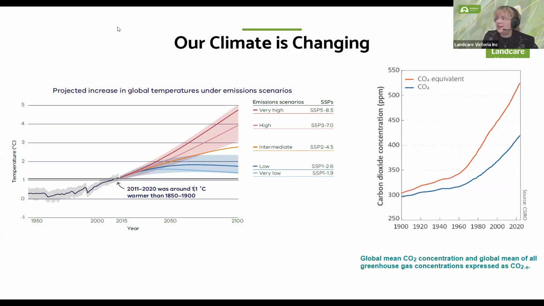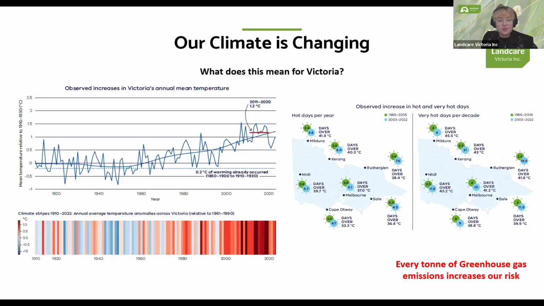Just a little bit of a reminder of why we're doing this. The science of climate change is pretty well established now, and we're already seeing those impacts across the state of Victoria. We're seeing more sporadic rainfall, we're seeing higher temperature extremes, and every ton of greenhouse gas emitted really does put us into higher risk areas of our changing climate.